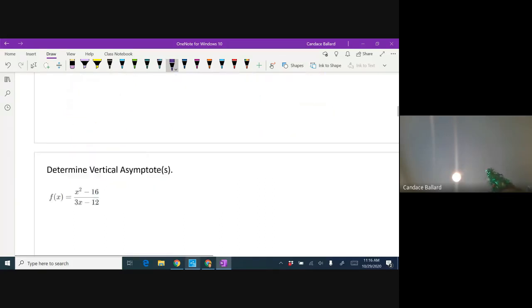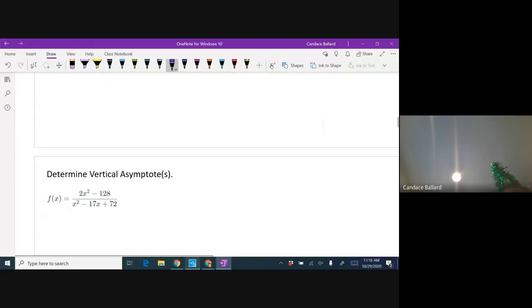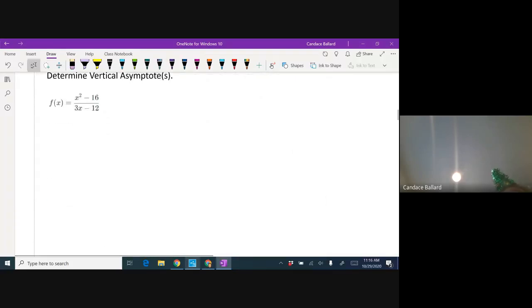All right, we're going to try another one together. Do I have more than one of these? Yeah, okay. So let's try this one together, and then this one's a little bit easier and quicker, and then I'm going to give you one that's kind of in between on your own. Okay. All right, so vertical asymptote, I'm going to have to factor.